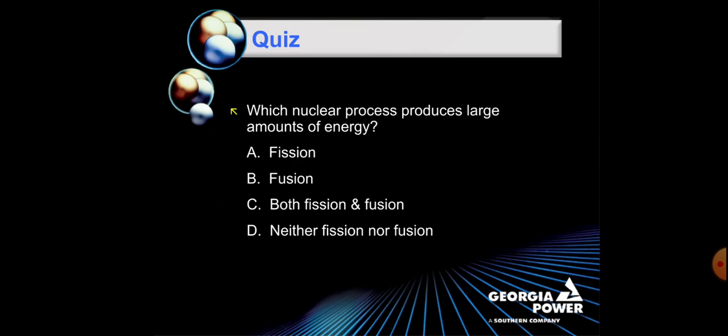First question, which nuclear process produces a large amount of energy? A. Fission, B. Fusion, C. Both fission and fusion, D. Neither fission nor fusion. So both release a large amount of energy, therefore C will be the right option.